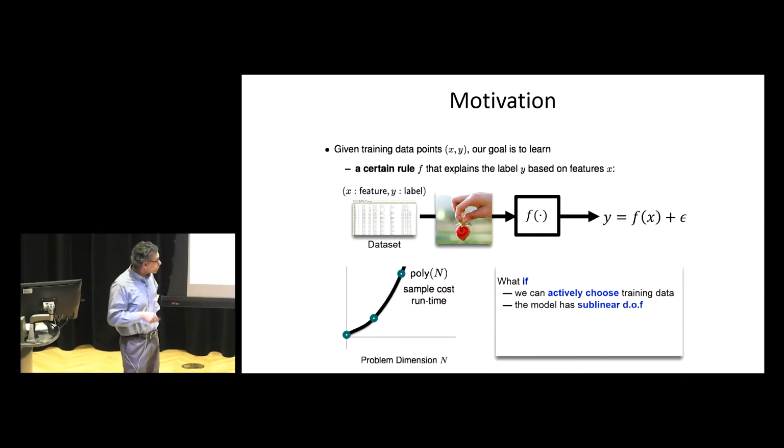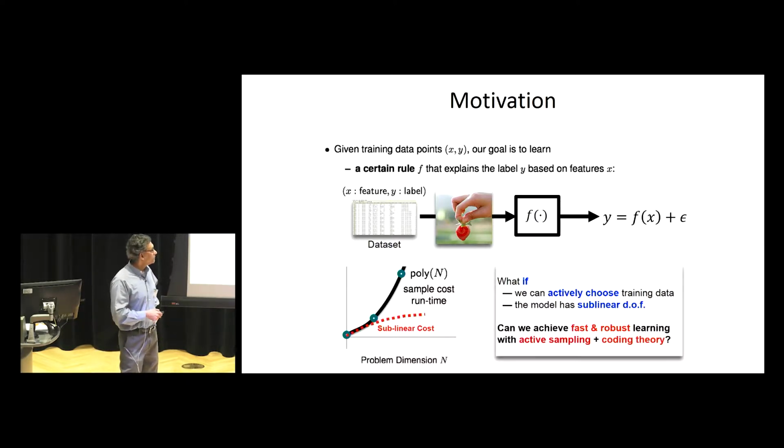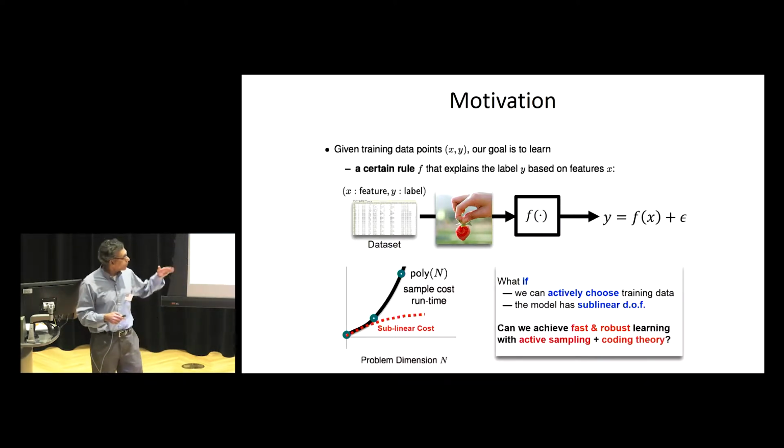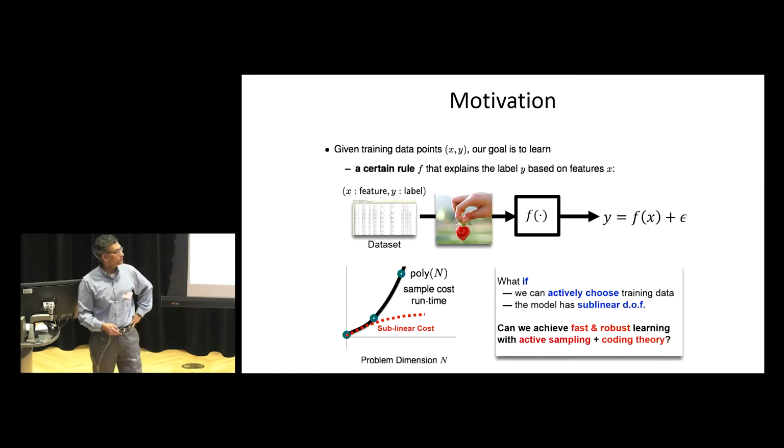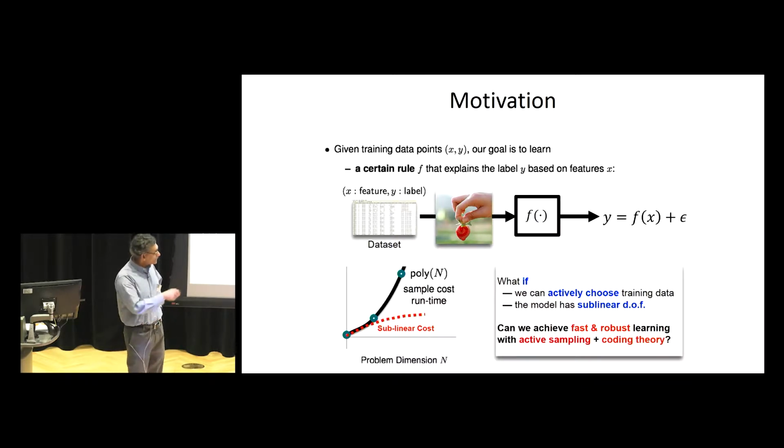So what if you could actively choose the training data, and the model has inherently sublinear degrees of freedom? I'll talk about that in a minute, what that means. But essentially, it's going lower than linear, as you can see in this curve here. So if the problem is so structured that the degrees of freedom is sublinear in the ambient dimension, we want to be able to exploit this. So that's the theme of this talk, and you'll see that the sublinear cost will be a pervading theme.